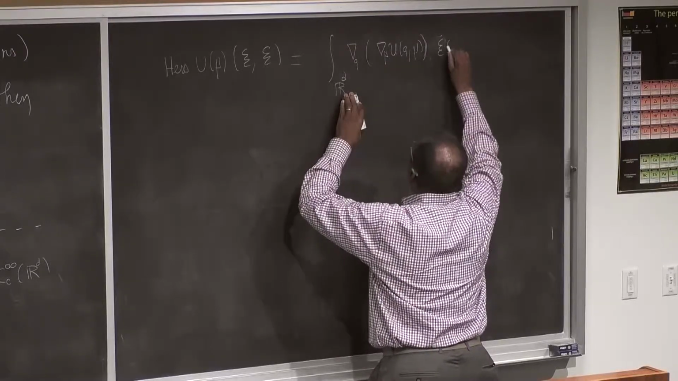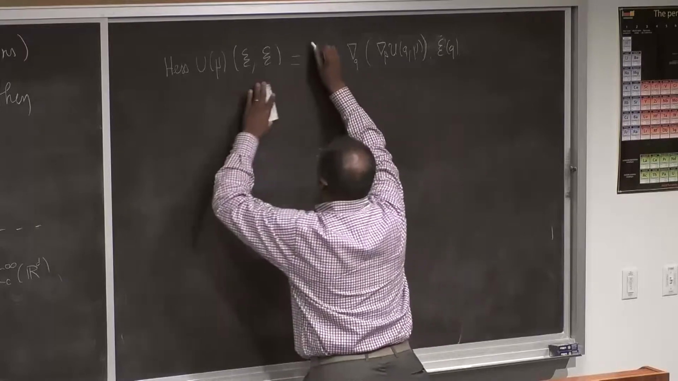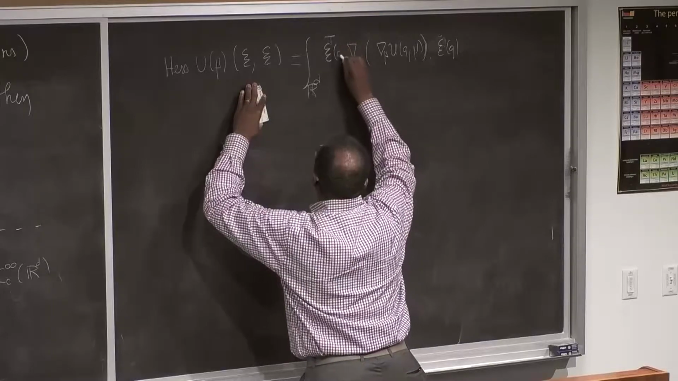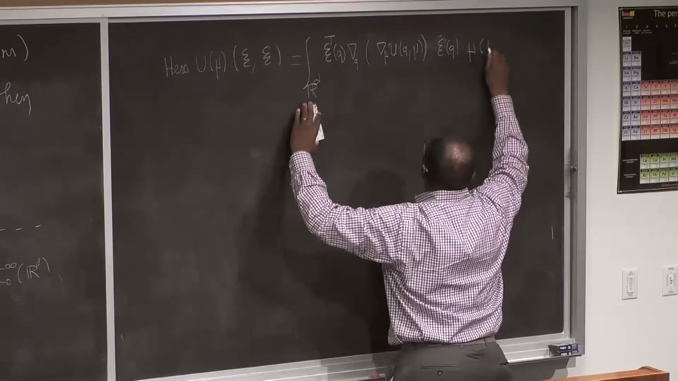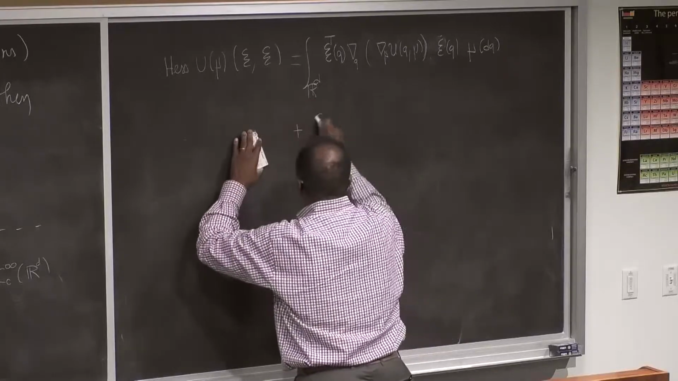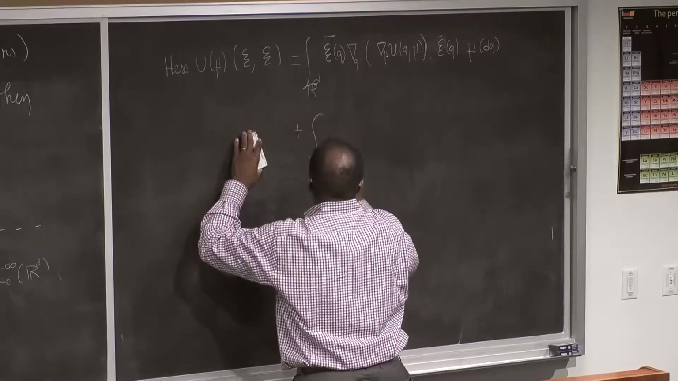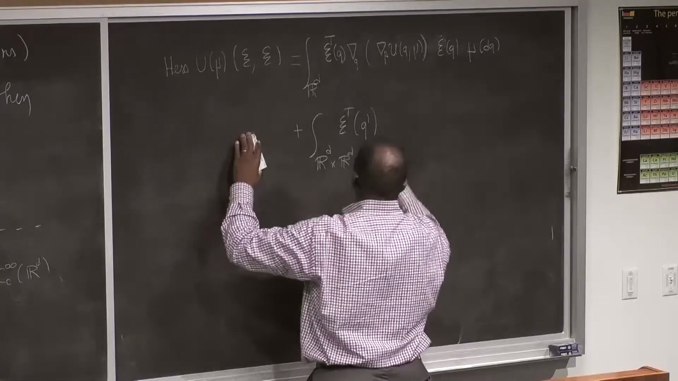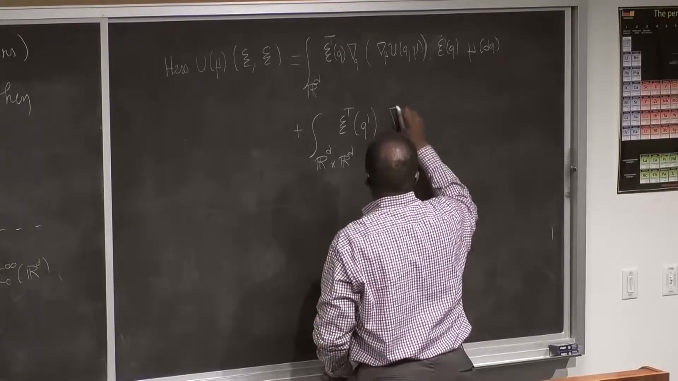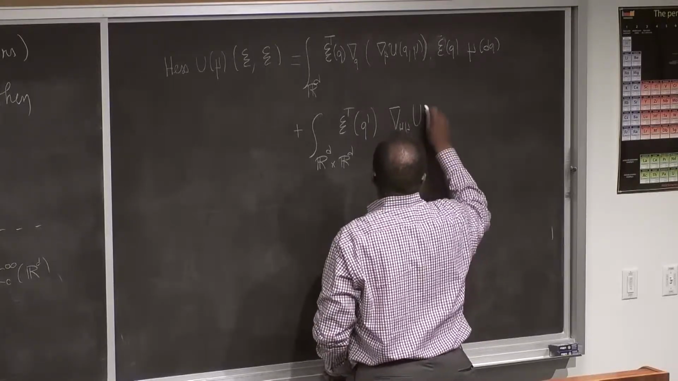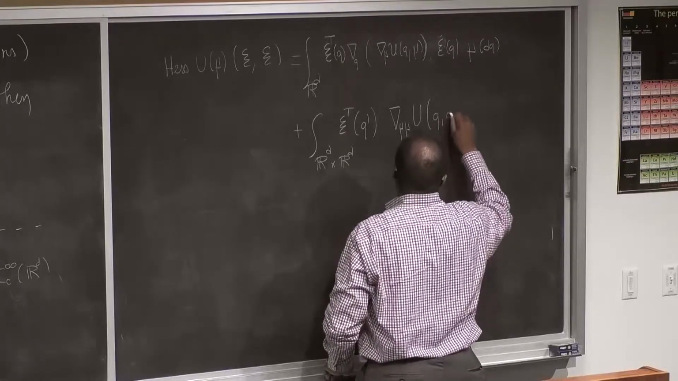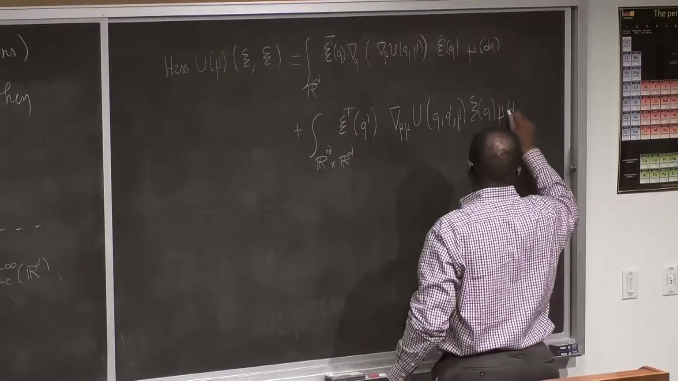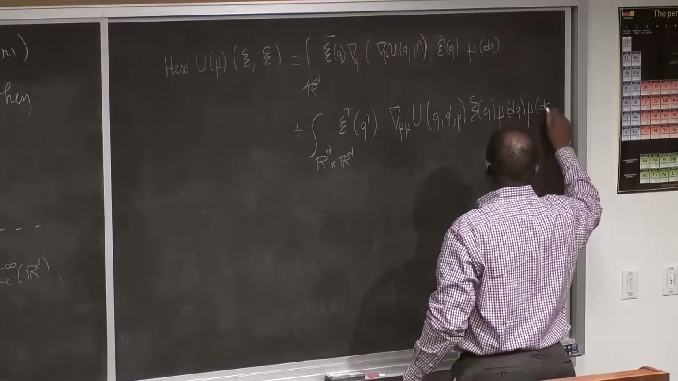psi of Q, psi transpose of Q, mu dq, plus the integral over Rd cross Rd psi transpose of Q prime, twice the Wasserstein gradient of U at Q prime, mu psi of Q, mu dq prime.